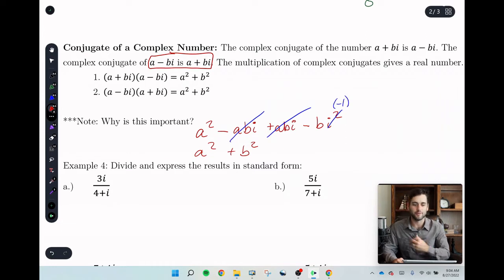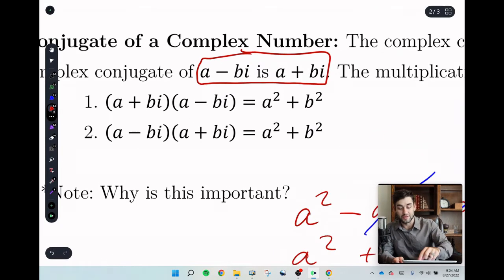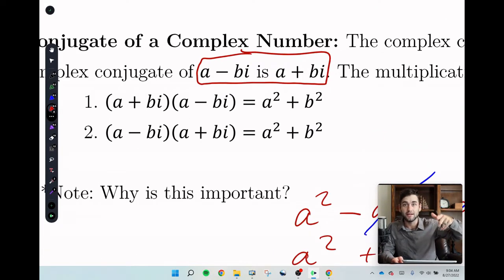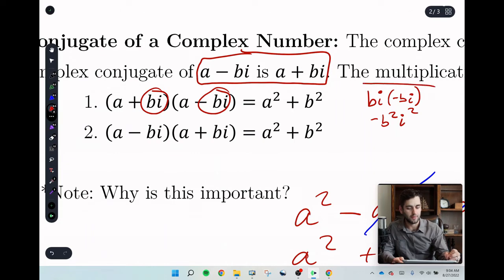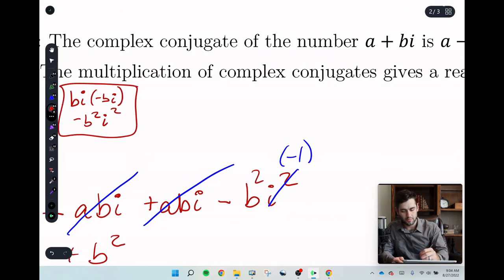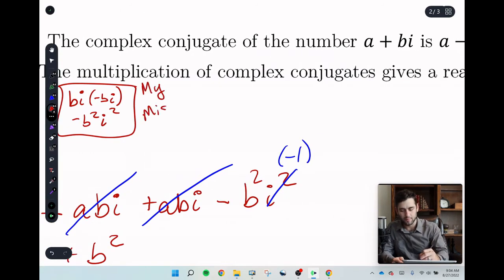See, I make mistakes all the time. It is okay to make mistakes as long as we look at them and acknowledge them. So when I multiplied, I'm going to go ahead and zoom in so you can see that mistake. It's okay to make a mistake as long as you see it, fix it, and name it. The mistake I made was when I multiplied bi times negative bi. The b times the negative b turns into negative b squared, and the i times the i turns into i squared. That was my big mistake. It is good to make mistakes as long as you catch them and fix them.